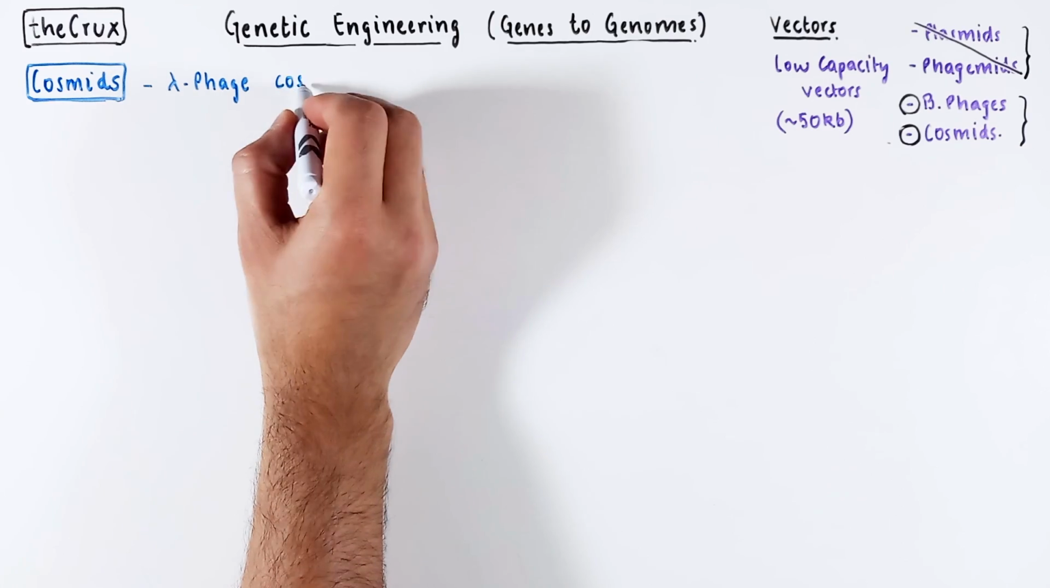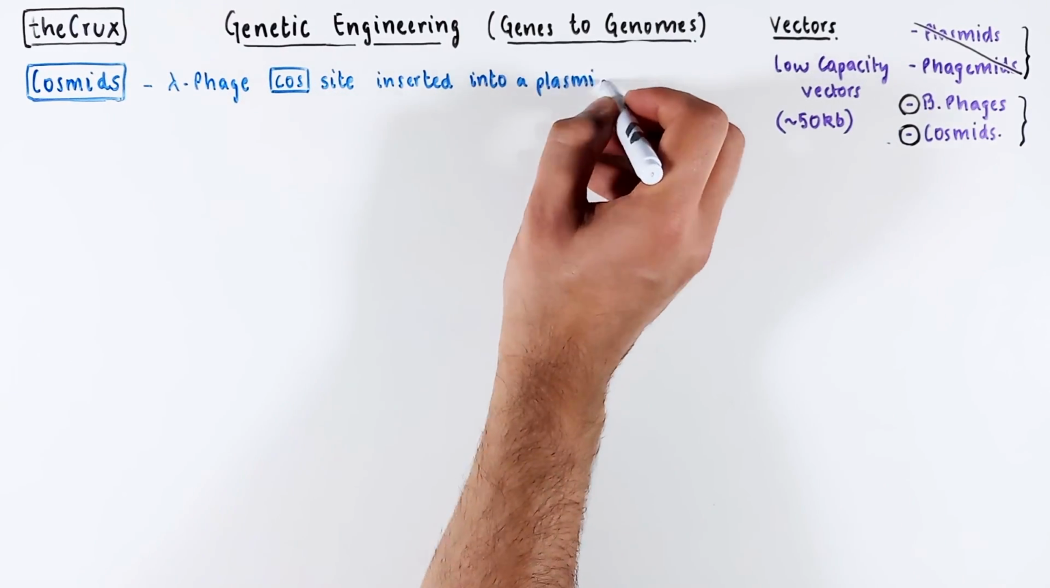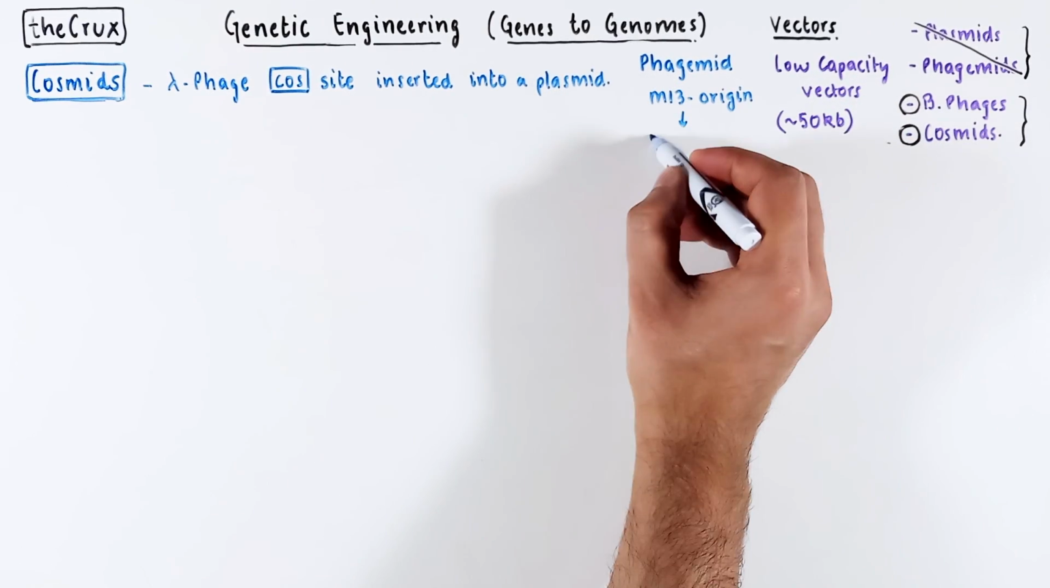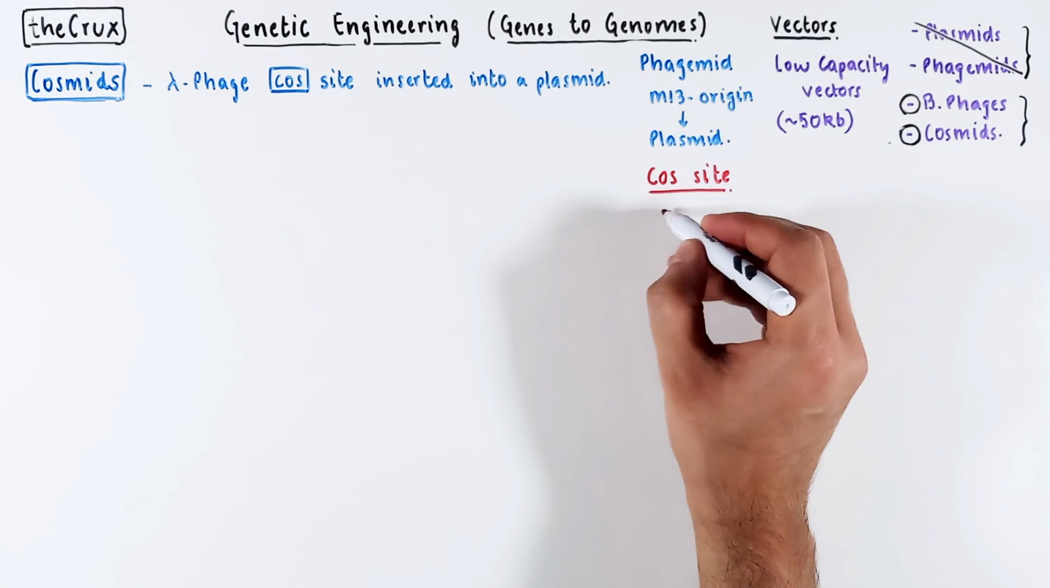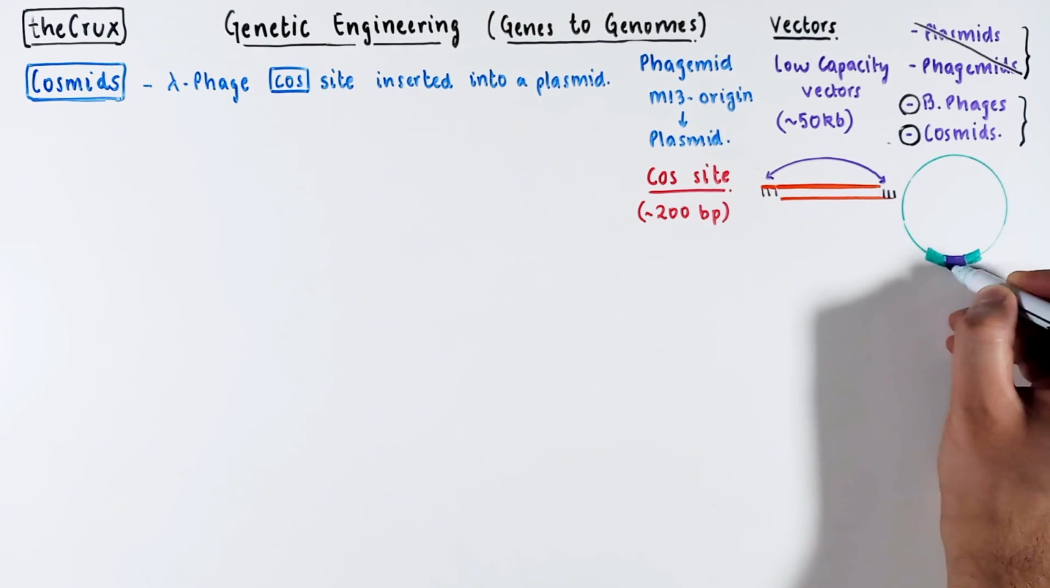Cosmids are vectors where the Lambda cos site is inserted into a plasmid. This is in contrast to Phagemid, where the origin of M13 phage was inserted into a plasmid. So once again, a very different vector. Understanding Cosmids is a bit tricky, but if you understand the 200 base cos site, it becomes easy. The cos ends of the Lambda DNA can circularize to result in a fully functional cos site.